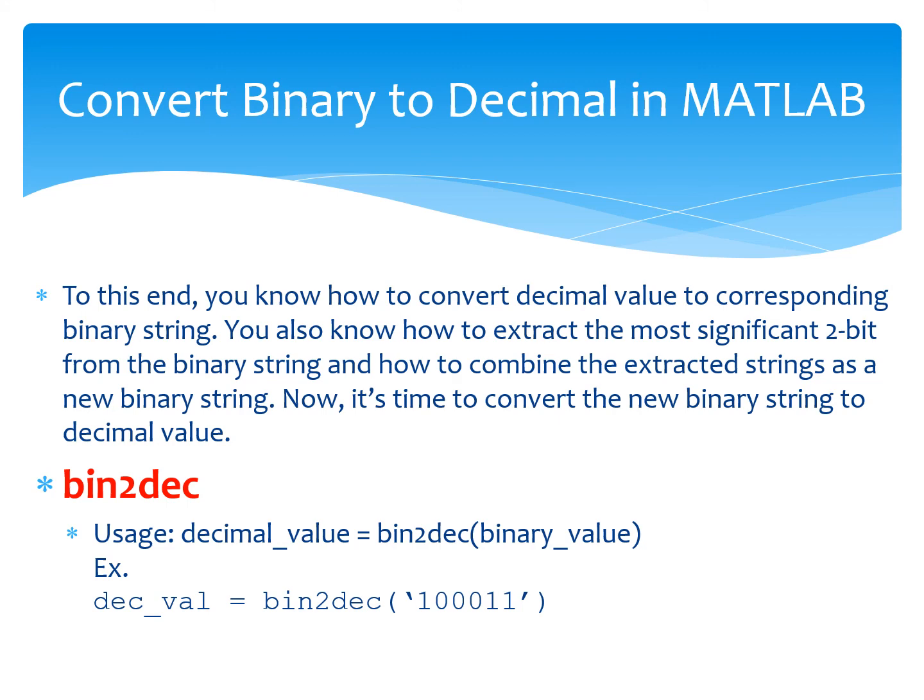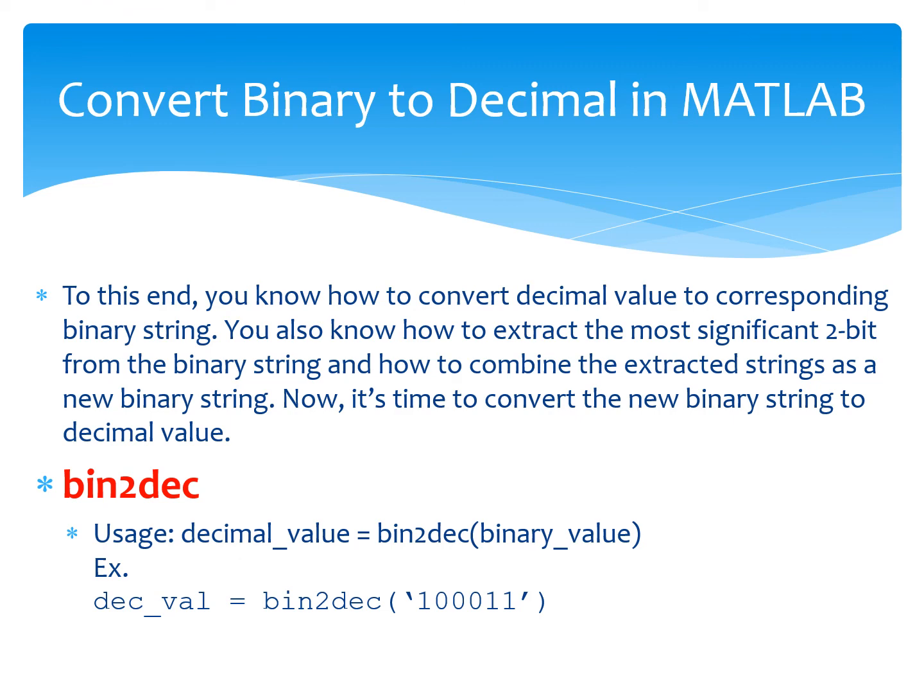To this end, you have learned how to convert a decimal value to the corresponding binary string. You also know how to extract the most significant 2 bits from the binary string and how to combine the extracted substrings as a new binary string. Now, it is time to convert the new binary string to a decimal value. To convert a binary string to the corresponding decimal value, we can use the BIN2DEC function in MATLAB.